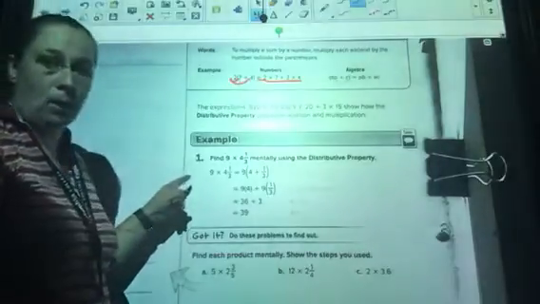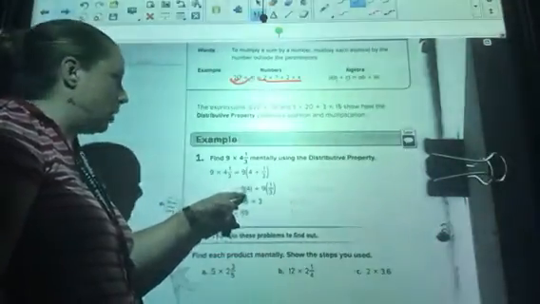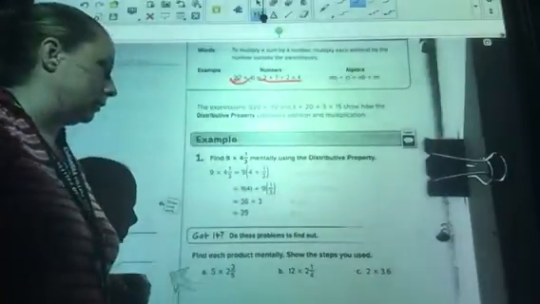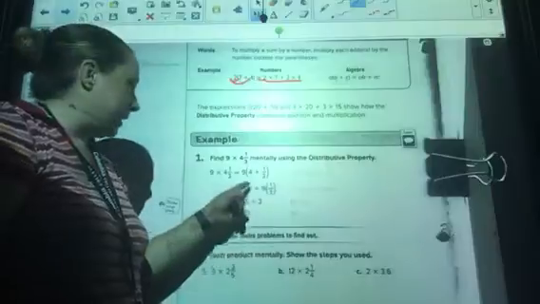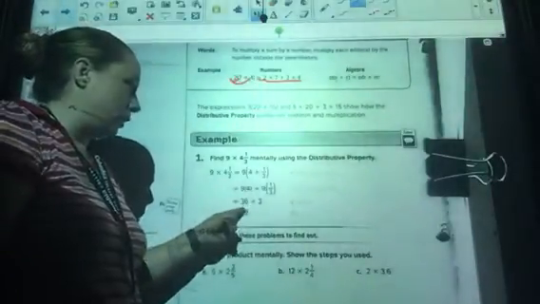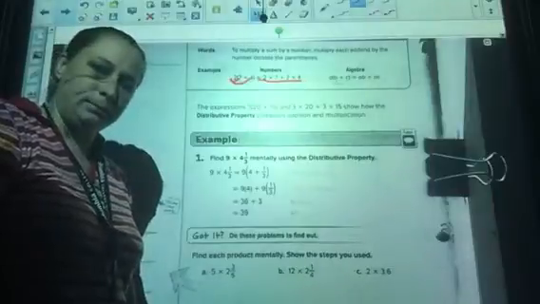Now they've already helped us out and broke it down for us. We can take 9 times 4 plus 9 times 1/3. But how did they get 3? I see the 36 because 9 times 4 is 36. That's not too bad. How did they get that 3?